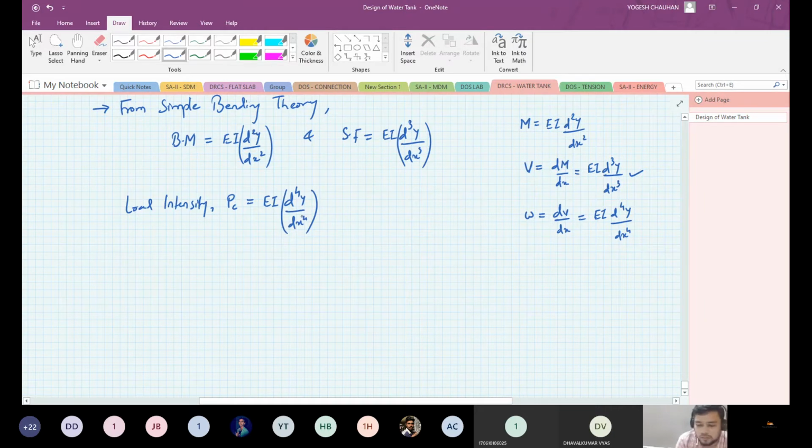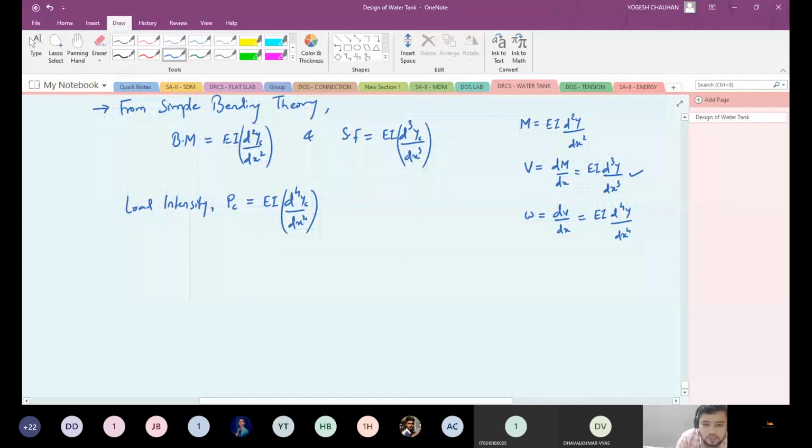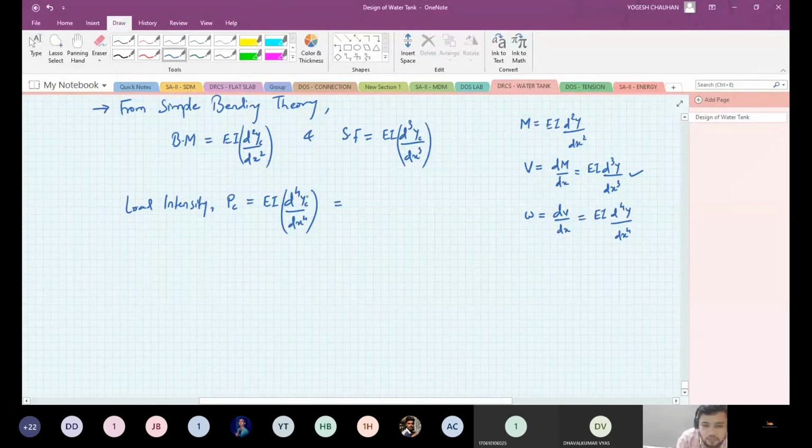Okay, so because this is due to bending theory, this deflection will actually be the deflection due to cantilever action. But from the compatibility, we know that yc is equal to yr, and that is equal to some deflection y. So it is equal to EI d raised to the power 4 y by dx raised to the power 4.